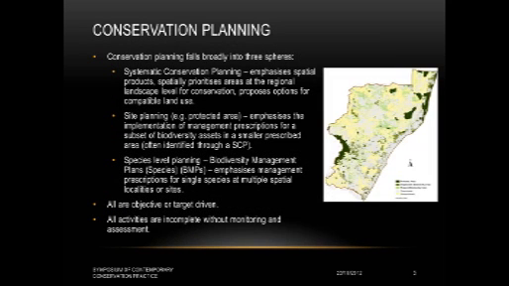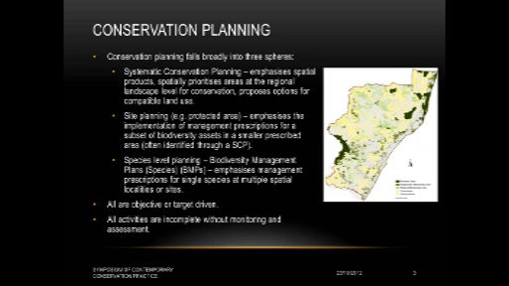Right, so conservation planning. Conservation planning falls broadly into three spheres. The systematic conservation planning activity, which a lot of us are very familiar with. It produces these spatial plans, like we see there, which prioritize areas in the landscape for conservation. We have site planning. We have protected area management plans, which emphasize the implementation of management prescriptions for set biodiversity assets. Many of the times, these biodiversity assets are identified through the systematic conservation planning process.